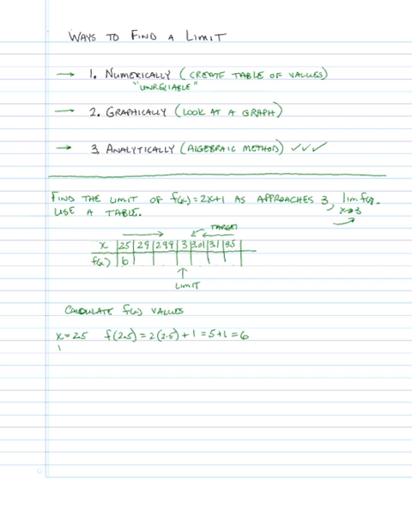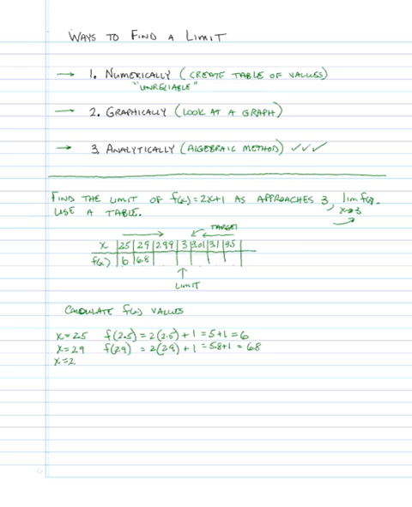Now we'll continue the same idea for 2.9. So for 2.9, we need to calculate the f of 2.9. So once again, we replace in our formula x with a 2.9. Well, 2 times 2.9 is 5.8. And then we're adding 1 to that, and so we get 6.8. So corresponding in our table, we have a 6.8 for f of x when x is 2.9.